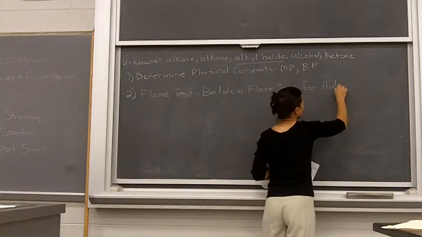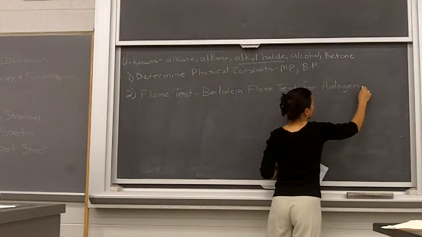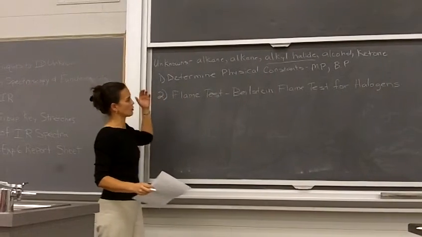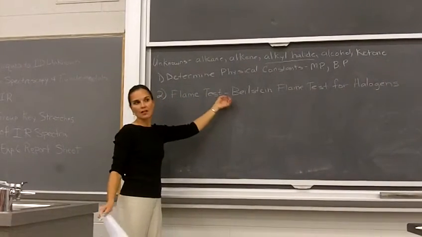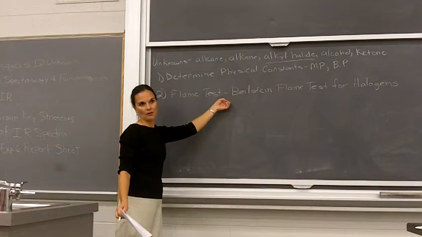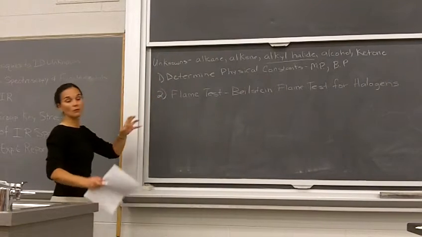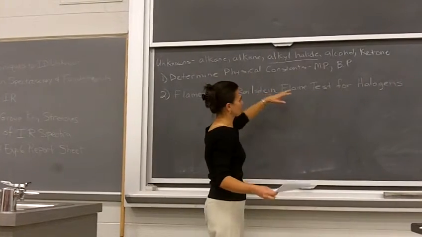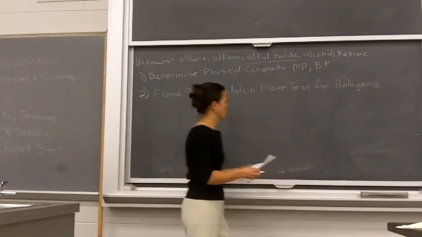So instead of doing qualitative elemental analysis, we're just going to test to see if there is a halogen present or not, okay? And then in what you do otherwise, you can figure out, based on process of elimination, what halogen you have.